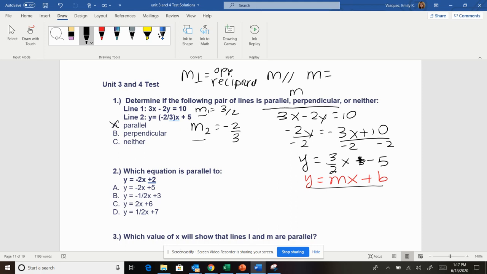For perpendicular, they'd have to be the opposite signs. So the first slope is positive, the second is negative. That's opposite signs, so that's okay. And then the reciprocal part means that they need to be flipped. So my first slope is 3 over 2. My second slope is 2 over 3. So sure enough, they are perpendicular because they are opposite reciprocals to each other. So B was the correct answer on that one.